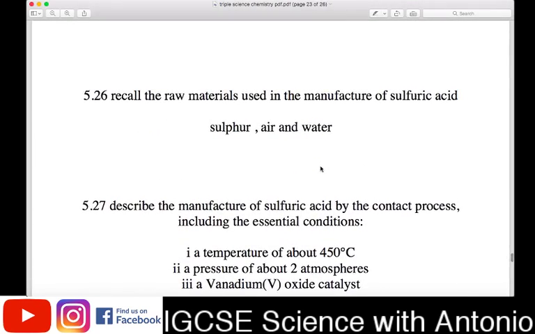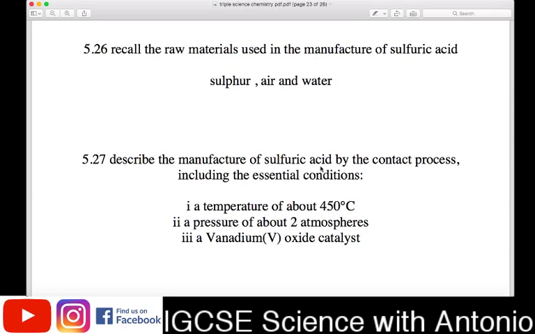Now, moving on, the raw materials required to make sulfuric acid are sulfur, air, and water, and you have to know about the contact process. Now, the essential conditions are as follows: a temperature of around 450 degrees, 2 atm pressure, and vanadium(V) oxide.